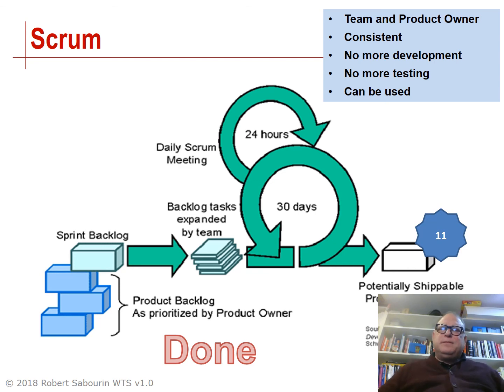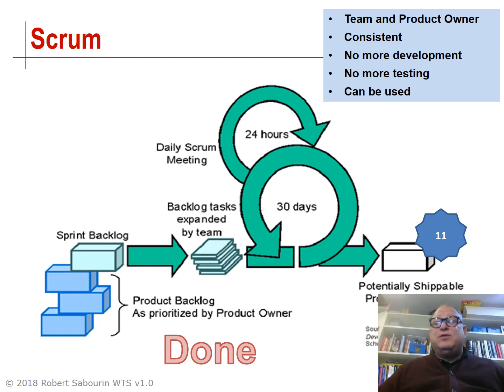A Scrum team agrees with the product owner as to what it means for a story or a feature or a requirement to be done. So the team and the product owner agree on what done means. And whenever anybody in the team says something is done, it's the same definition as any other member of the team. We're looking for consistency. When we say a story is done, there should be no more development required, no more testing required, and the feature can be used by customers to do something useful.